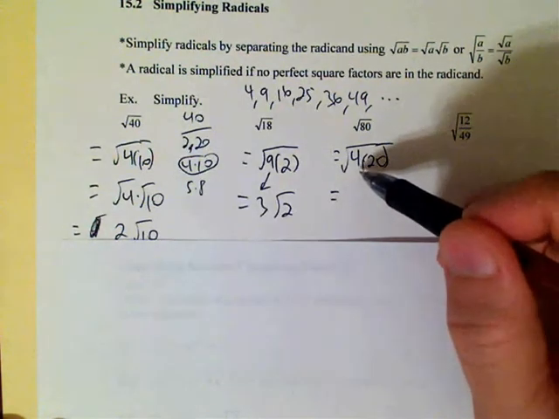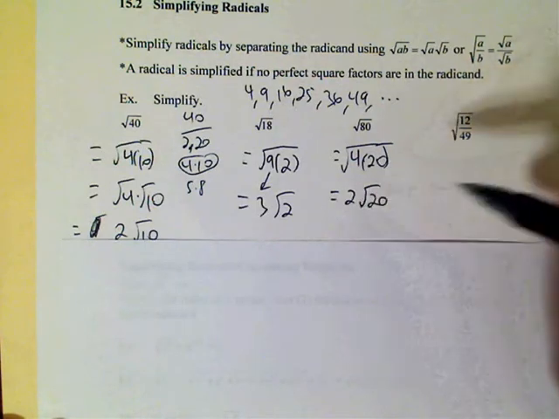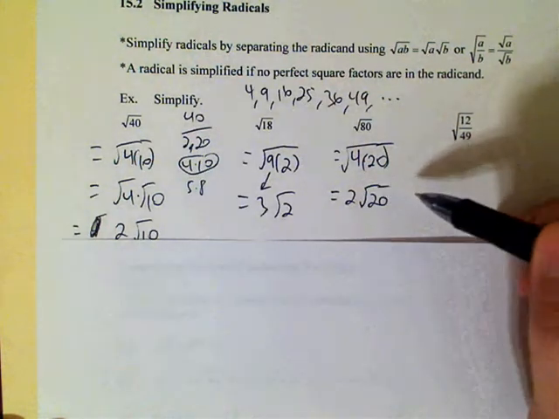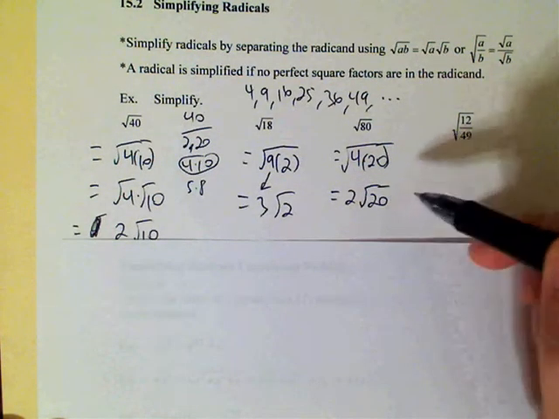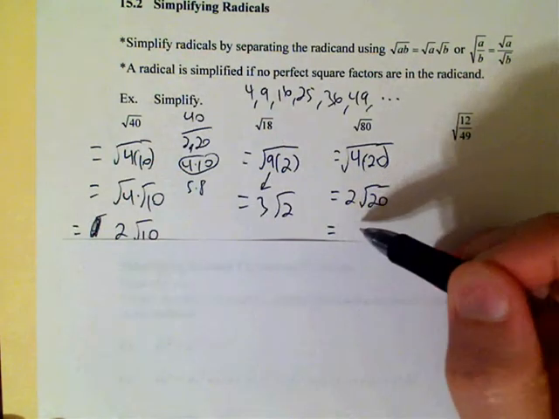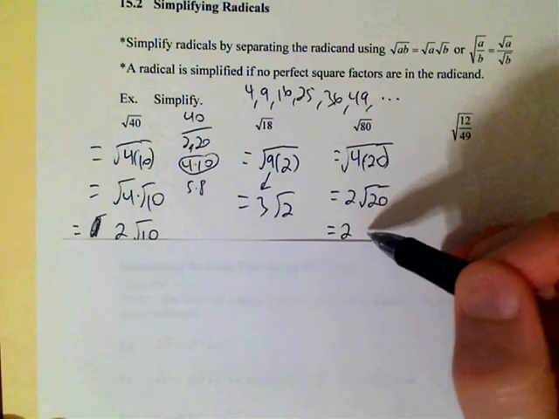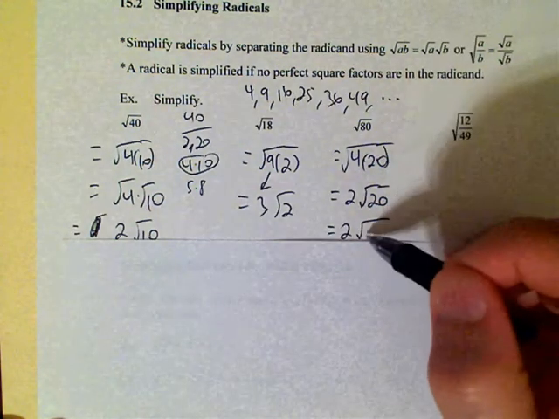4 comes out as a 2. 20 stays. Now some people think they're done. You're not done. The reason we're not done is that the 20 breaks down further. It has a perfect square factor. So we're going to take this 2 and just write it down again. And we're going to separate the square root of 20, because 20 is the same as 4 times 5.